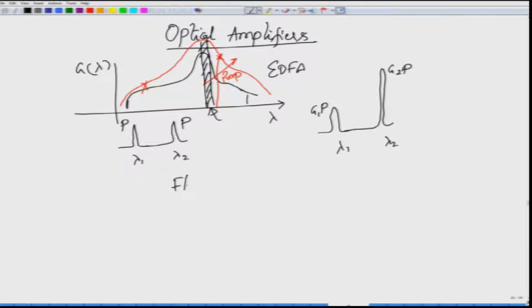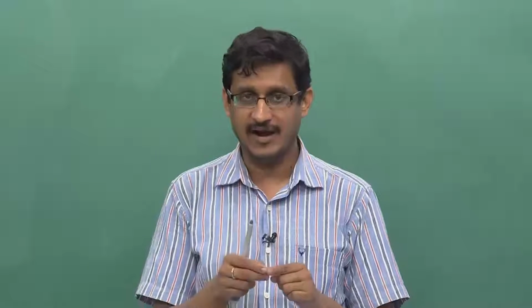One solution would be to replace the silica fiber with a different fiber such as a fluoride fiber. There are solutions available with this one, but these are not widely used. Rather, we use what is called a long period grating. If you remember the discussion on optical devices, a long period grating was a device which coupled the modes of the core and the cladding.